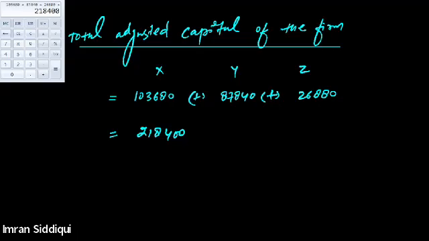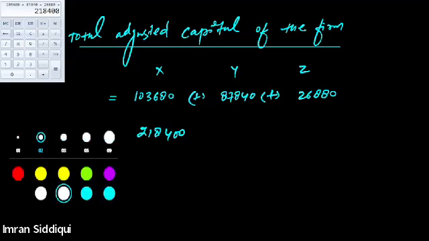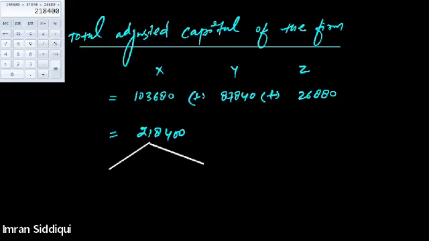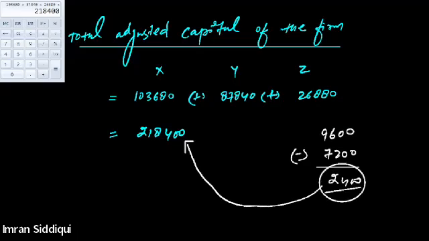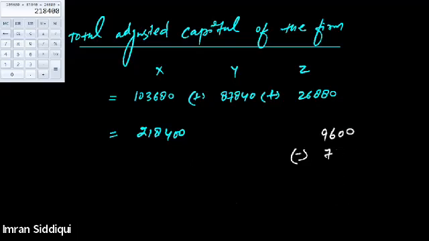This is the total capital of the firm, and this needs to be shared between X and Z in their new profit sharing ratio. That means the continuing partners will have to bring in 218,400, right? But we already have some cash available with us. We have 9,600 of cash available, out of which we only require 7,200. That means this 2,400 is not required. If this is not required, we can use this amount to reduce the amount of capital that needs to be brought in by the partners. We will simply subtract 2,400 out of 218,400. So this is how we will do it.